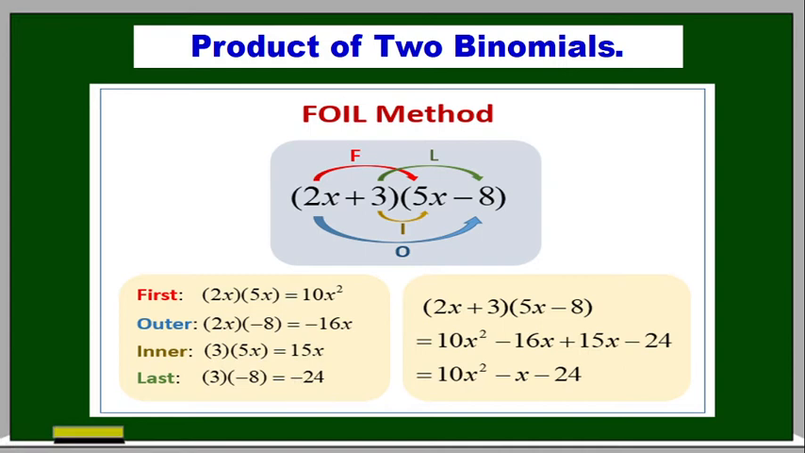Okay, so combine the product in the first, outer, inner, and last. So it becomes 10x squared minus 16x plus 15x minus 24. Okay, you are going to simplify this one because they are like terms. So negative 16 plus positive 15, applying addition of integers. So we have negative 1 or negative x. You copy the first term, 10x squared, and then you copy negative 24. So that's what we call product of binomials.